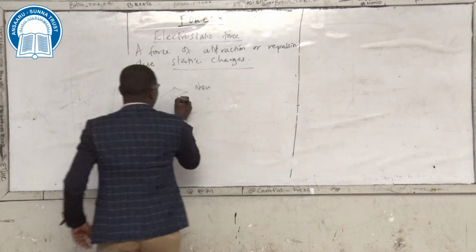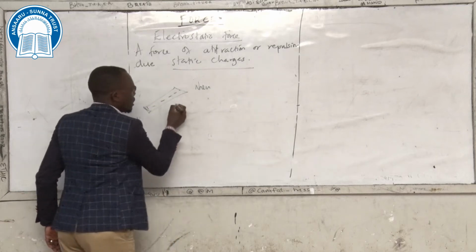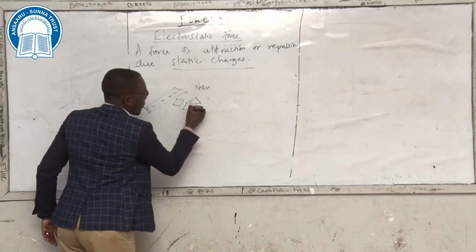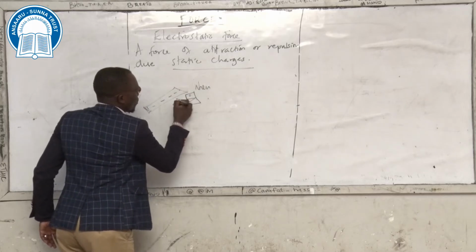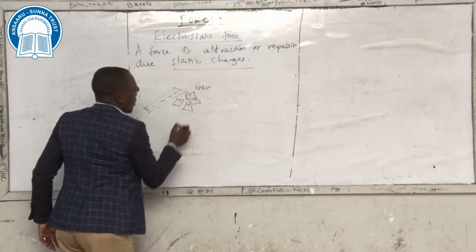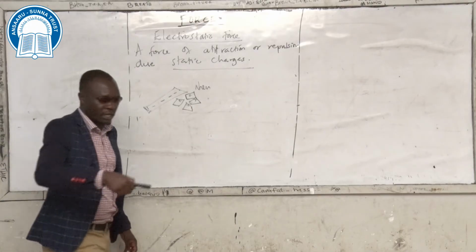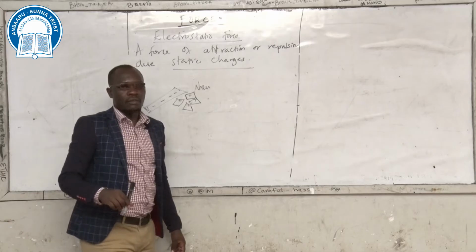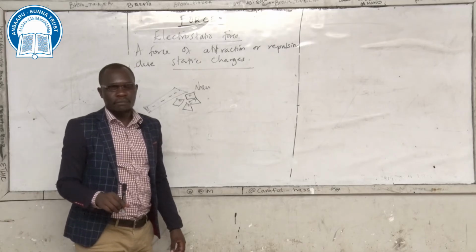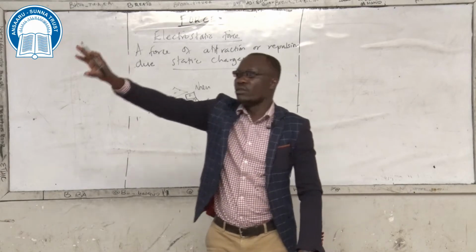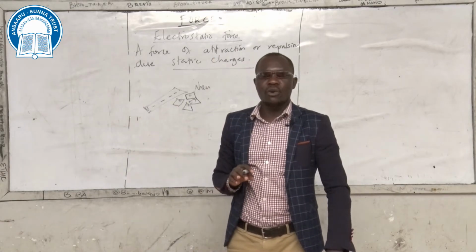Paper will stick on the pen and can be lifted up using the pen or the plastic ruler. The same can be used to explain why the window panes are getting dusty after wiping them on a dry day.